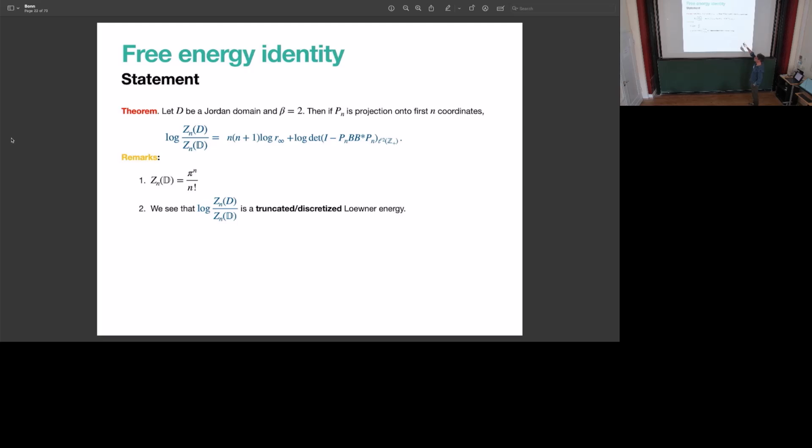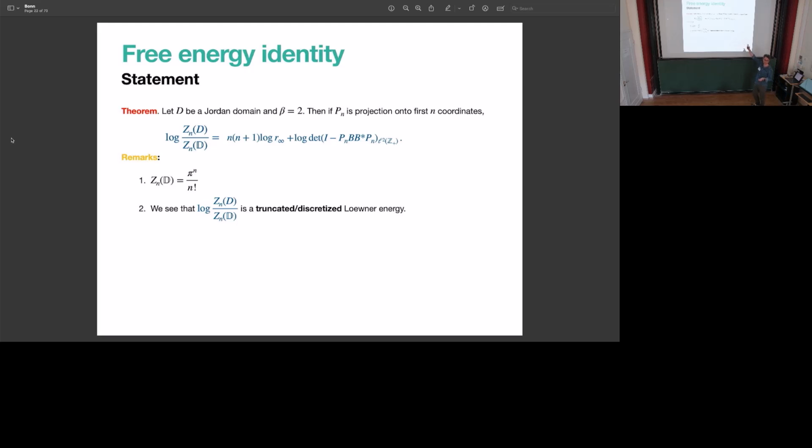Because if I remove this projection, I get exactly minus 1 over 12 times the Loewner energy on the right. Yes? Is the B star over the trace class? Yes. B is Hilbert-Schmidt, so B star is trace class. So here D is just a Jordan domain. No, of course, yes. So you're absolutely right.